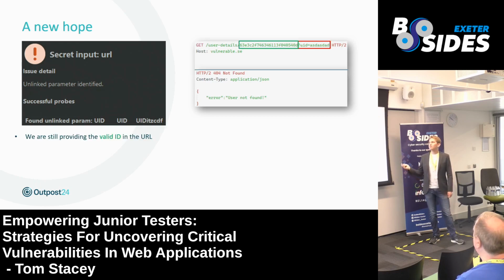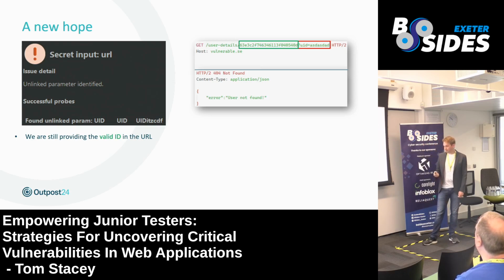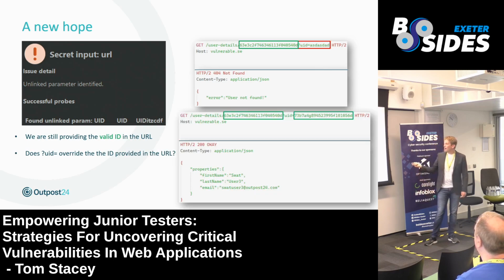So the question is, does this new UID override our existing UID in the URL? Because we're actually still providing my valid user details in this request. So I took another user ID and put it in that UID and kept the rest of the request exactly the same. And I quickly got back the response containing a different user's details. So this is my first clue that I have some kind of access control bypass on my hands.